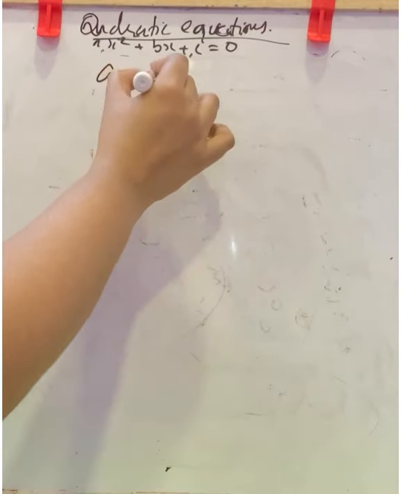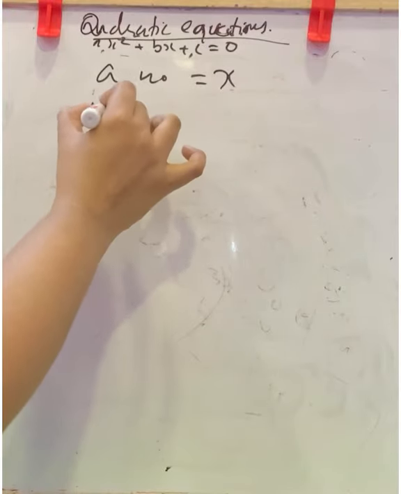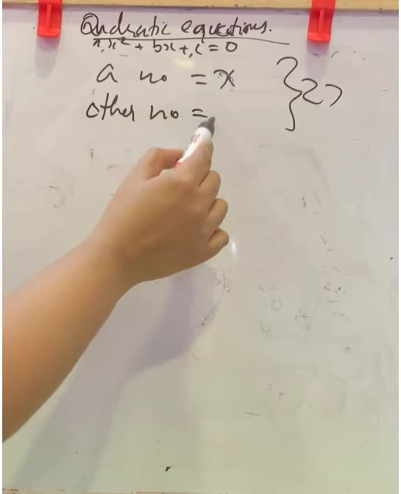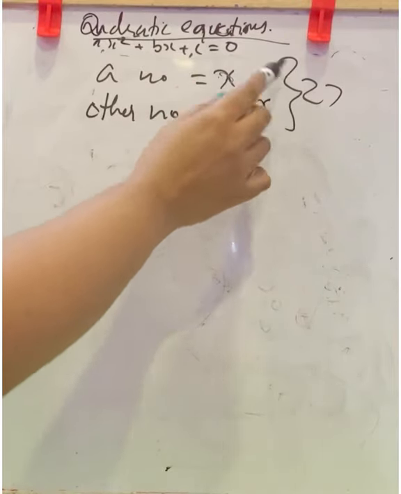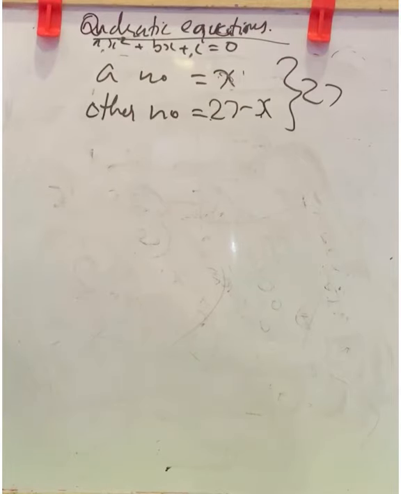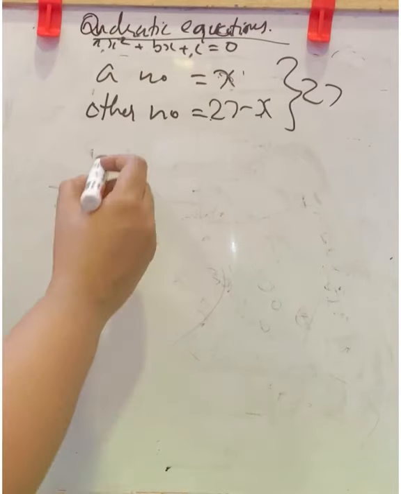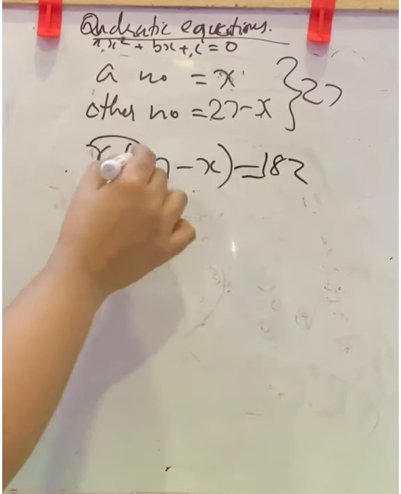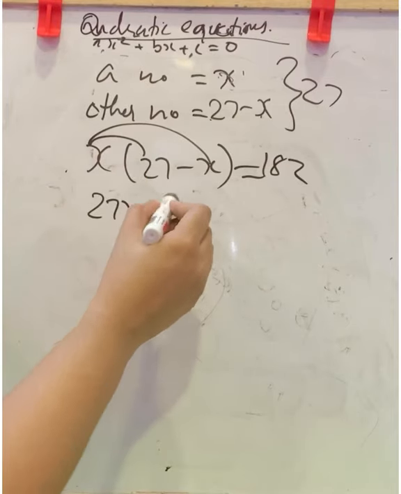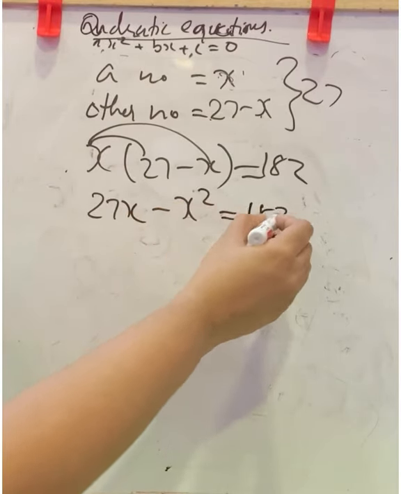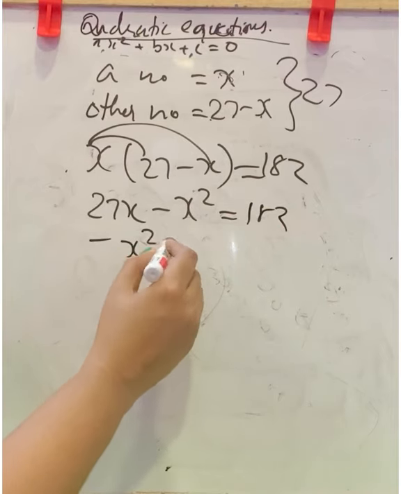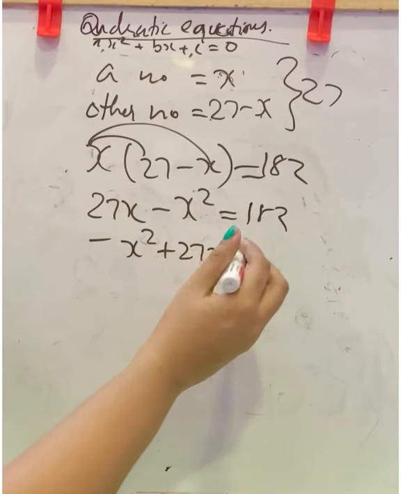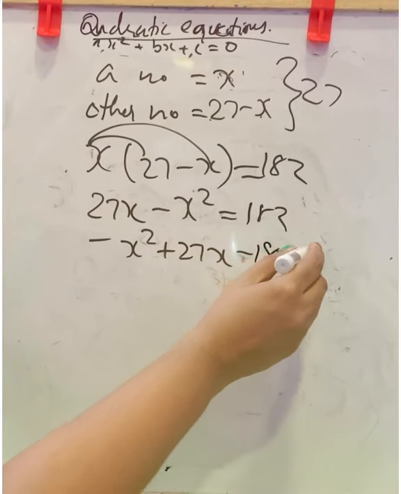Now let one number be x, then the other number, we know their sum is 27. So if one number is x, the other number will be 27 minus x because their sum is 27. Now their product is 182. So x into 27 minus x, product is 182. Let us distribute this. 27x minus x square equal to 182. Rearrange it. Minus x square plus 27x equal to 182. Taking this 182 to LHS, minus 182 equal to 0.